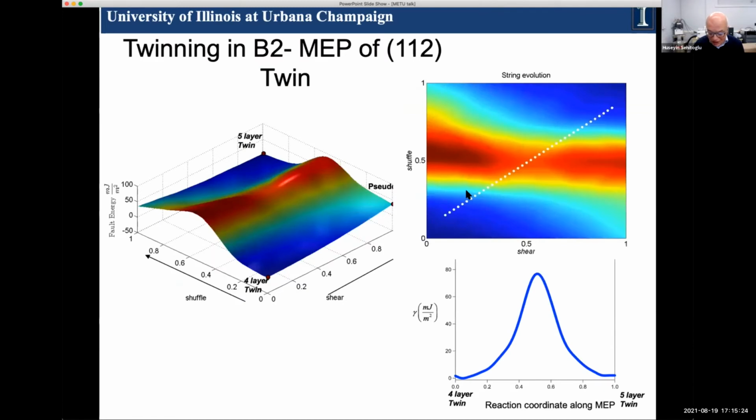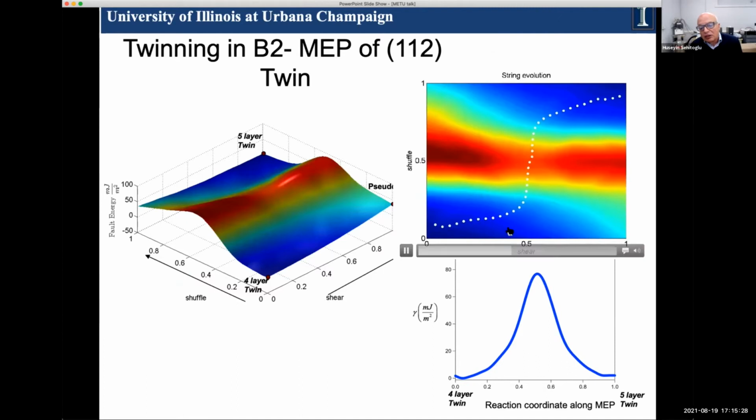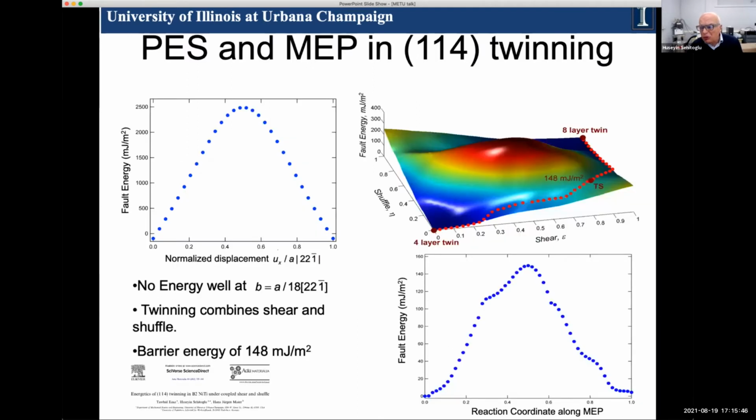And so when we look at the minimum energy path, it involves both shear and the shuffle. And that is the path that it will take to go through the minimum energy peak. So the material prefers to go along there. So that's 112 twinning plane.